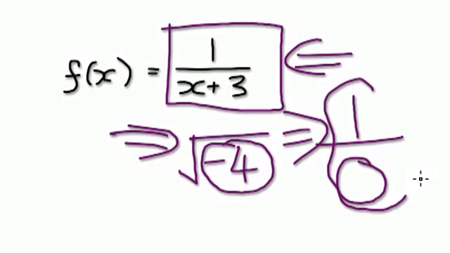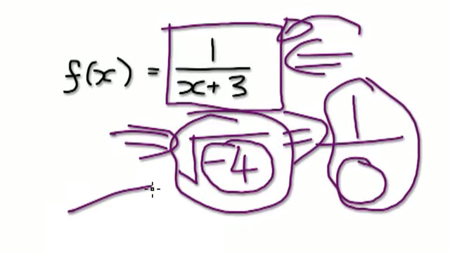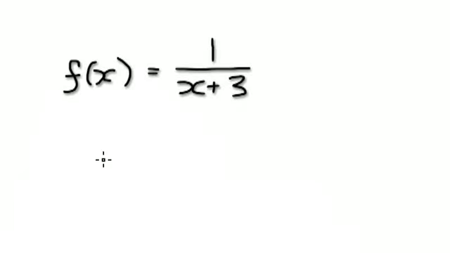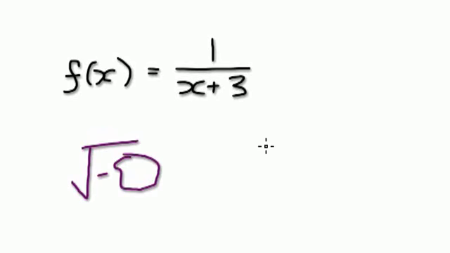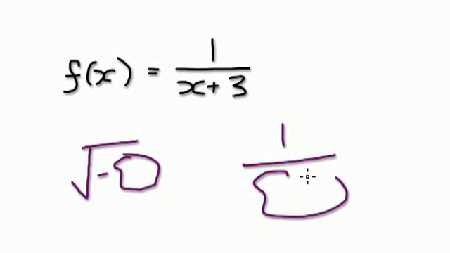Whenever you have this situation here, the function here breaks down. Whenever you have this thing here, the function here breaks down. There are other no-nos, but for the time being, just remember that you cannot have a square root of a negative number, and you cannot have 1 over something equaling 0.